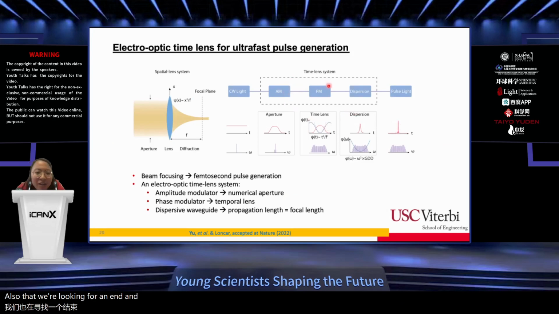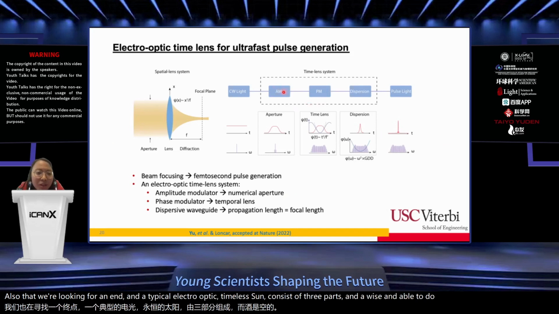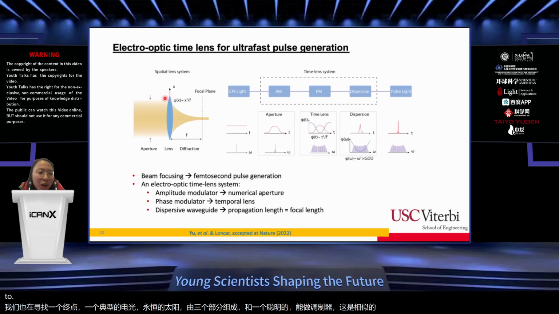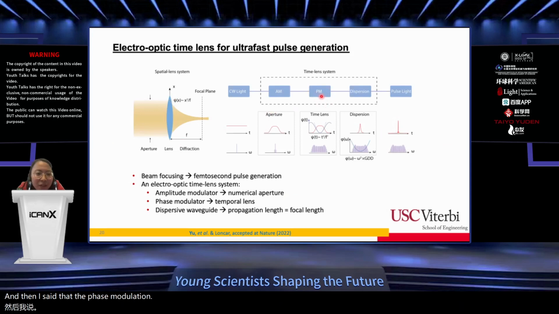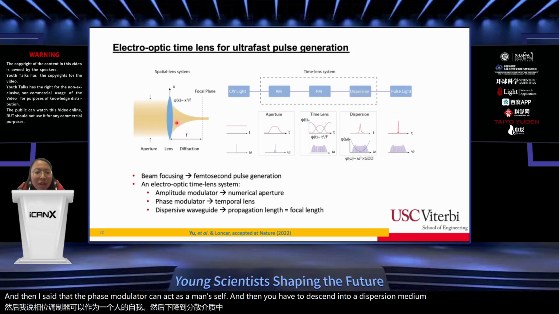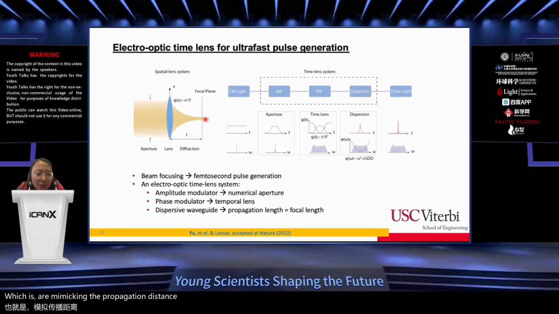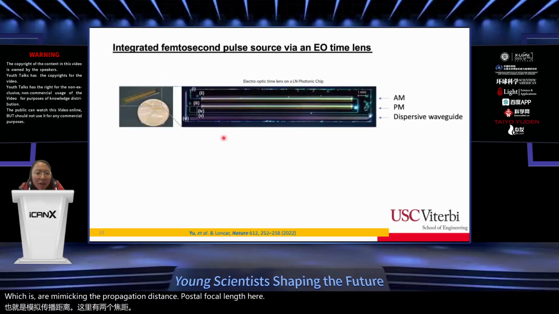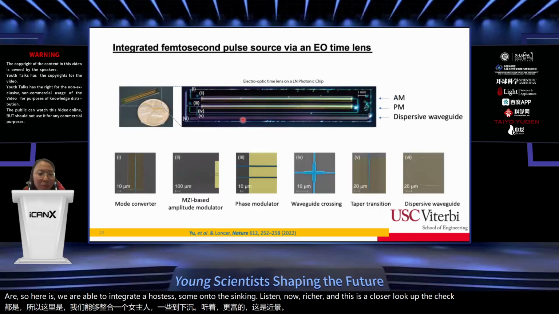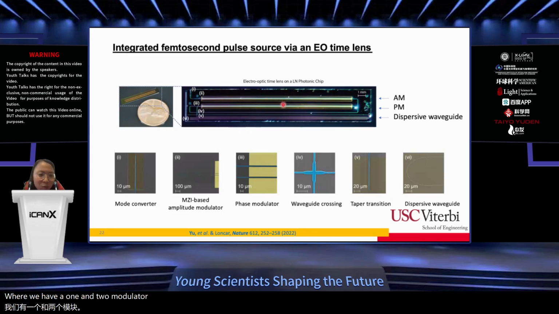A typical electro-optic time lens system consists of three parts. One is an amplitude modulator, which is similar to carving an aperture of a lens. Then, as I said, the phase modulator can act as a lens itself. Then you send it into a dispersion medium, which mimics the propagation distance equal to a focal length. Here we're able to integrate the whole system onto a thin-film lithium niobate chip. This is a closer look at the chip, where we have one amplitude modulator and only one phase modulator, followed by dispersive waveguides.